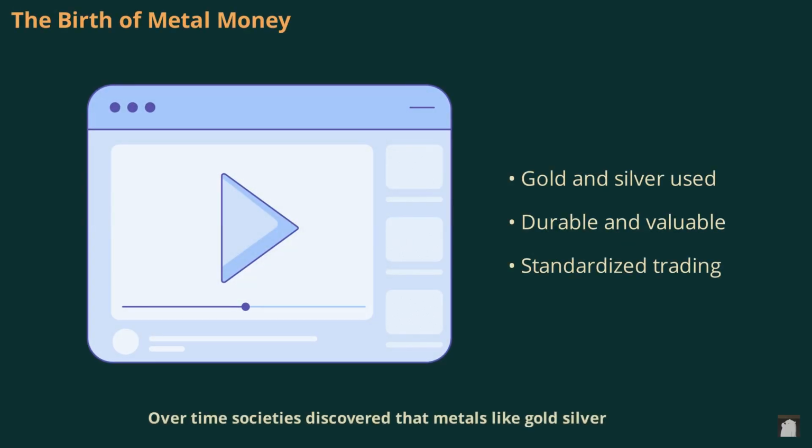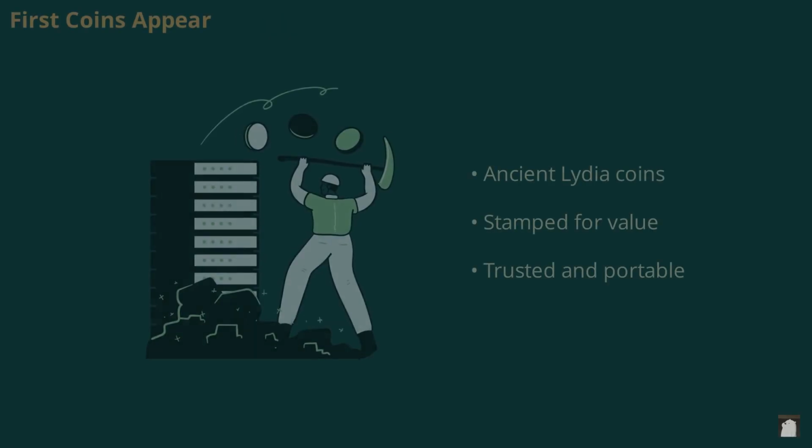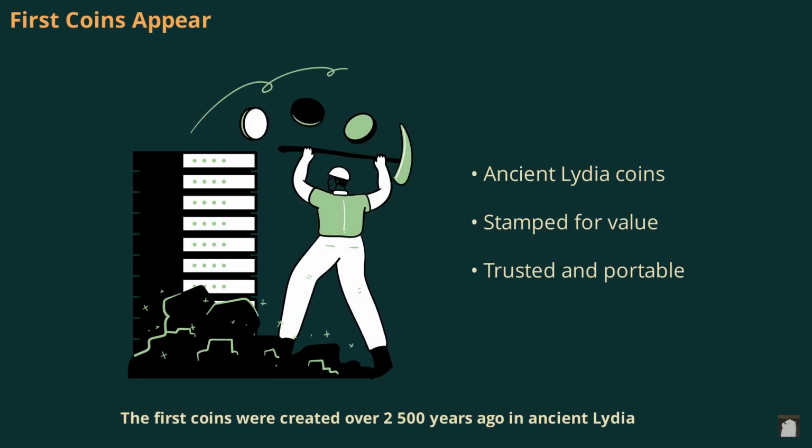Over time, societies discovered that metals like gold, silver, and copper made excellent forms of money. Metals were durable, easy to shape, and could be weighed for value. Ancient civilizations began to use metal pieces as a standard way to trade, which marked a big step forward in the history of money. The first coins were created over 2,500 years ago in ancient Lydia, which is now part of Turkey. These coins were made from a mixture of gold and silver and stamped with symbols to show their value.